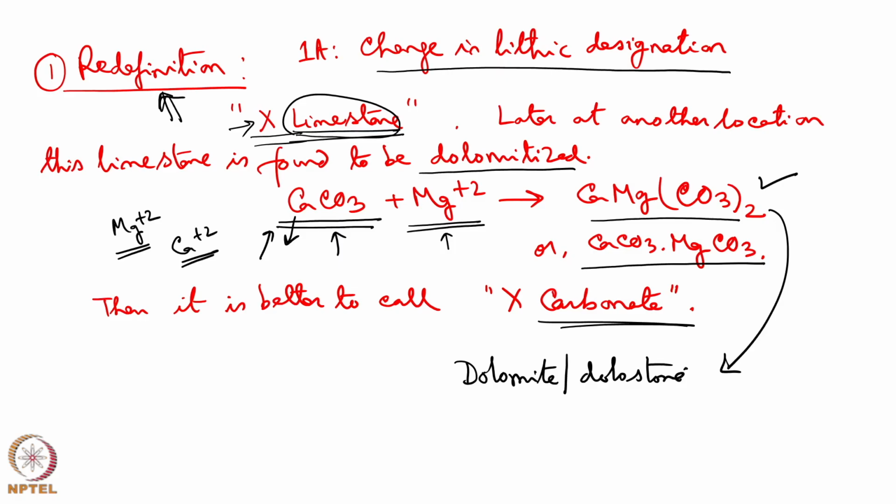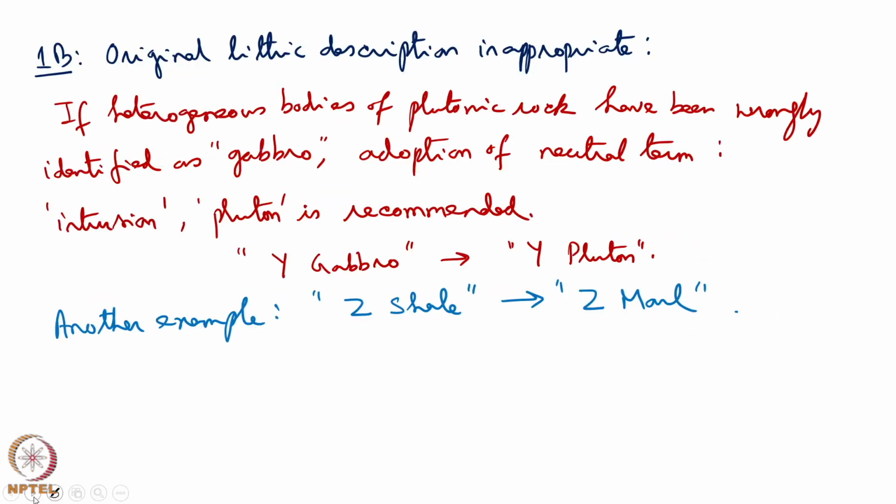Now, in this case it is better to call X limestone as X carbonate. So, this term limestone has been changed into carbonate. So, this is an example of redefinition.